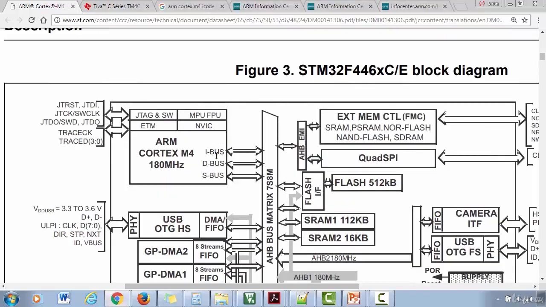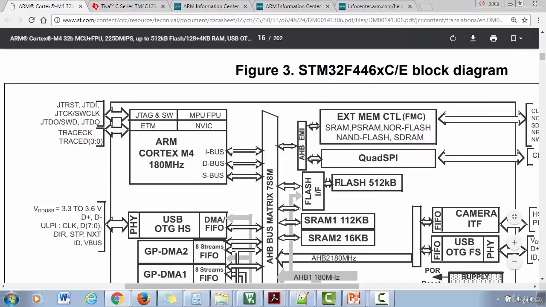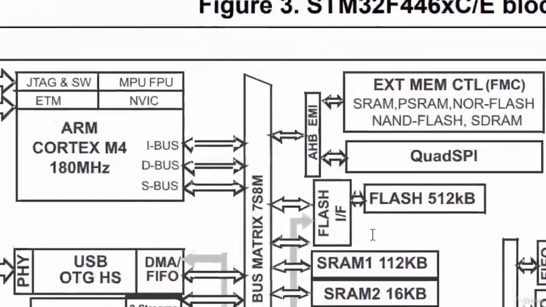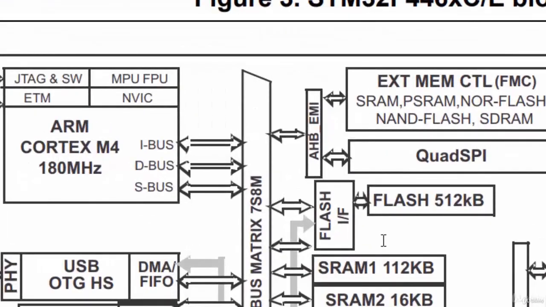So that's why the I bus and D bus of the processor must be connected to the flash memory of the microcontroller. And here you can see that this flash memory of 512 KB is connected to the processor over the I bus and D bus, over this AHB bus matrix. And if you look closely, the flash is actually not directly connected but through the flash controller. This is a flash controller which will help you to read and write to the flash.